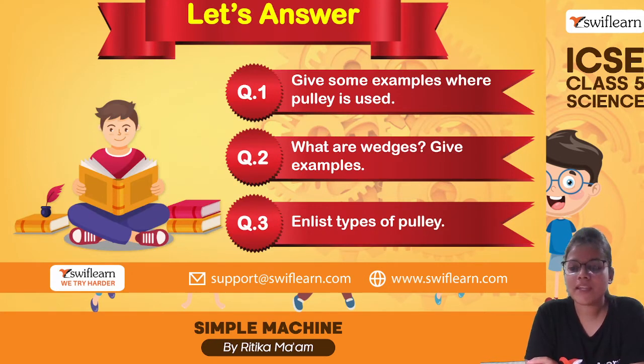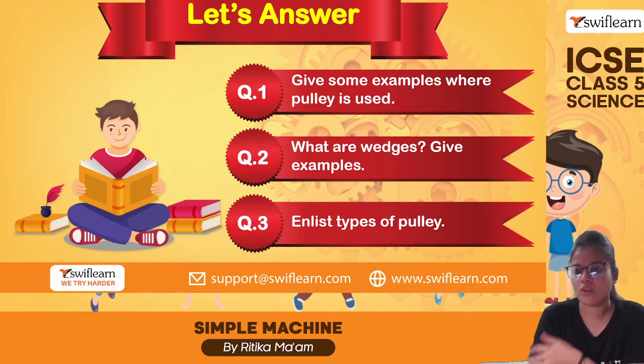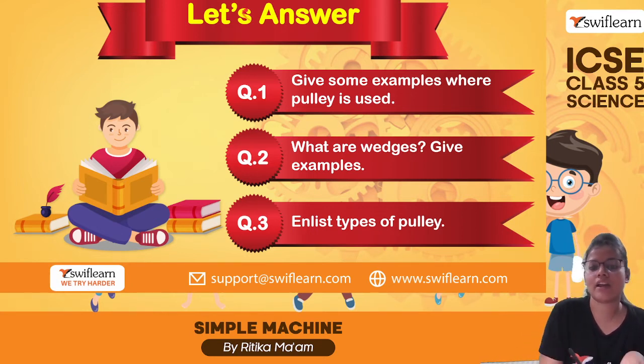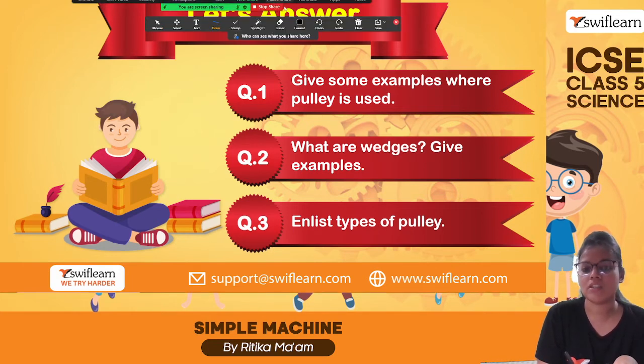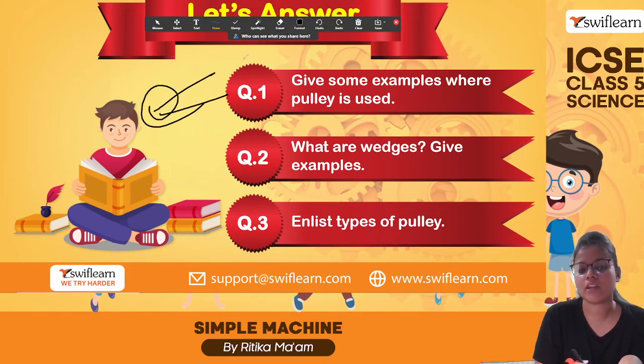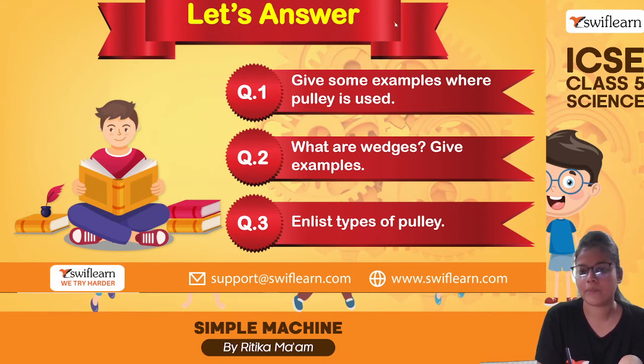Now, give some examples where a pulley is used. Mostly pulleys are used in elevators, the old kind of lifts. Then we have the well, which is a very common example of a pulley. We also have pulleys in some exercise equipment, or maybe with mountain climbers, if you have noticed. And what are wedges? A wedge is a triangular shaped simple machine where the two ends meet together at the sharper end.